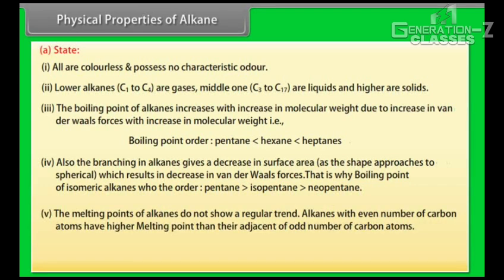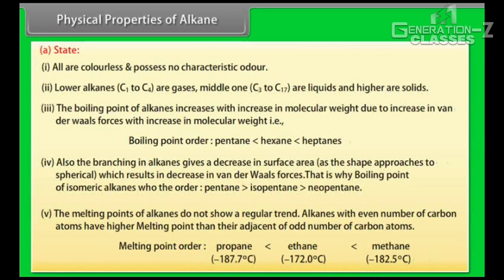Number 5. The melting points of alkanes do not show a regular trend. Alkanes with an even number of carbon atoms have higher melting points than their adjacent alkanes with an odd number of carbon atoms. Melting point order: propane is less than ethane is greater than methane.